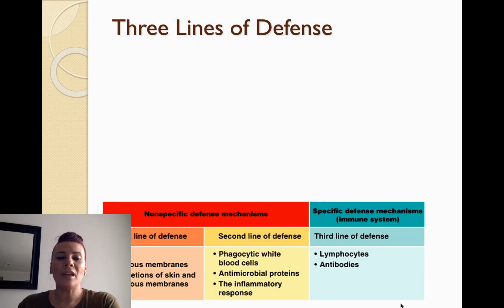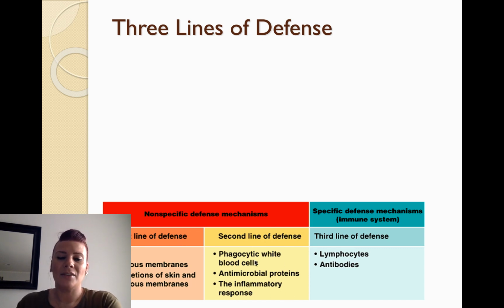Okay, so the 3 lines of defense that we have. I love this image because it breaks it down for me, and you know that I'm all about keeping it simple. So for me, this would be like gold. Your first line of defense would be your skin, mucus, and secretions in the membrane. The skin is a physical barrier, right? Mucus tends to be a chemical barrier because it's going to trap them if they're entering.